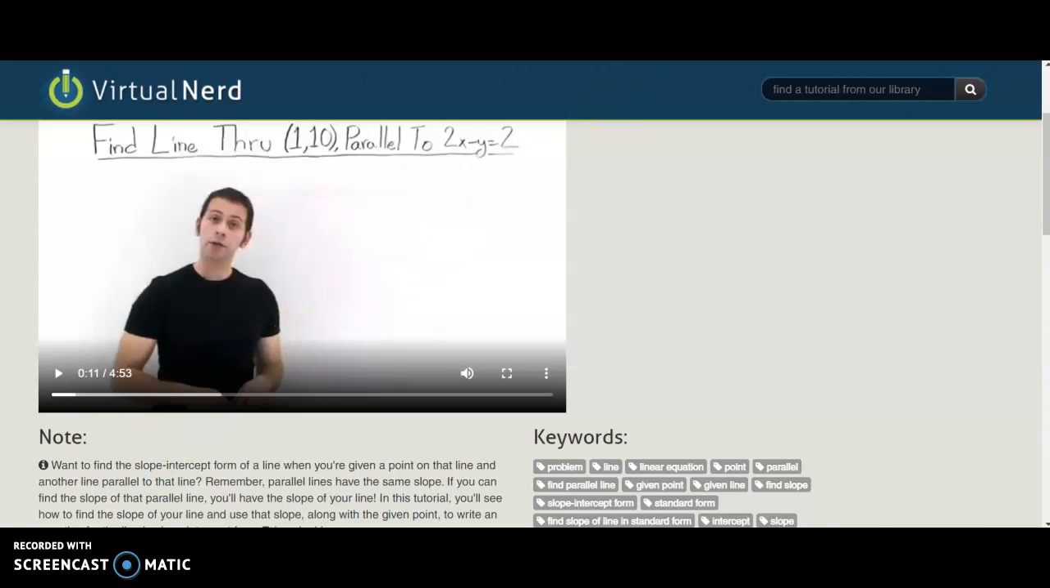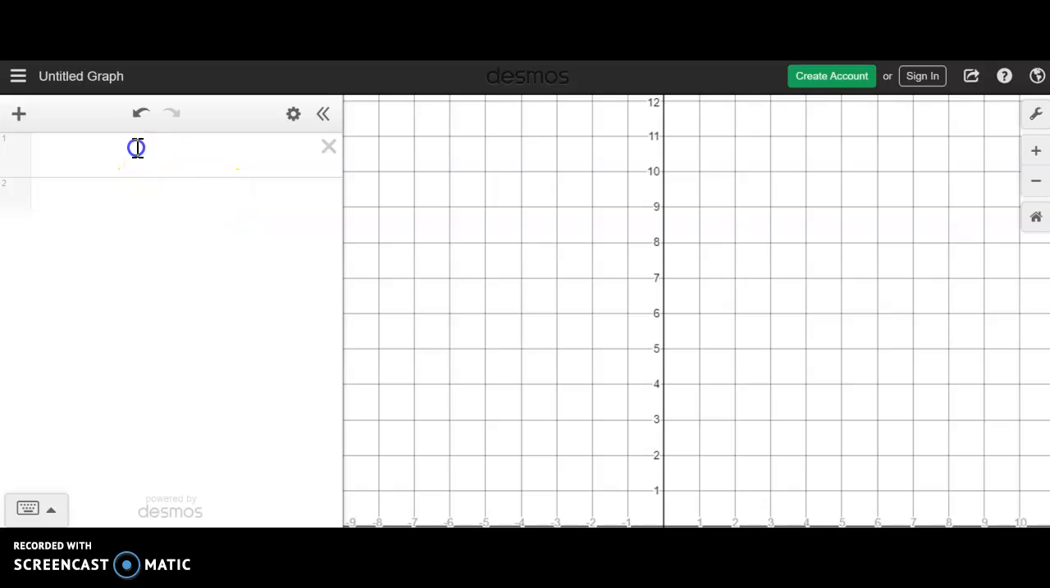So let's get started. All right, the first thing is, let's draw that first line. So the first line is 2x minus y equals 2. And so we have that nice little blue line, and we can see it's a positive slope. And we can also figure out from this, by looking at it, that it actually is going up 2.